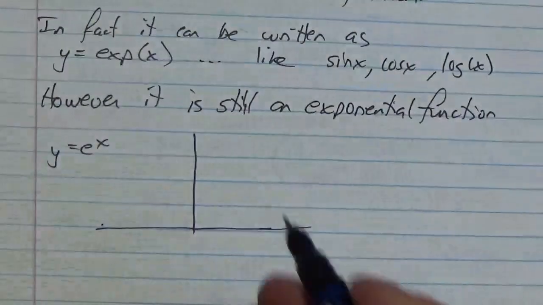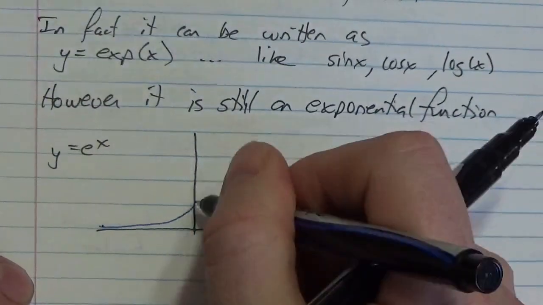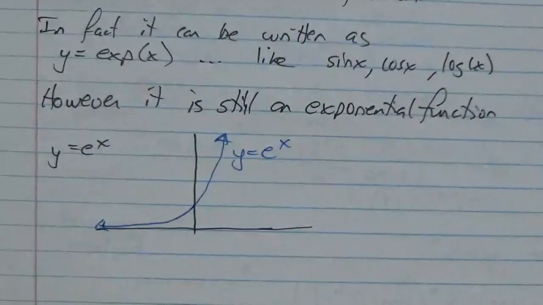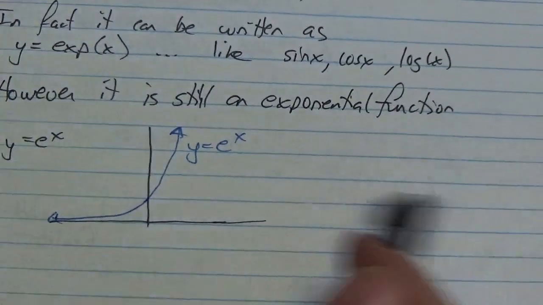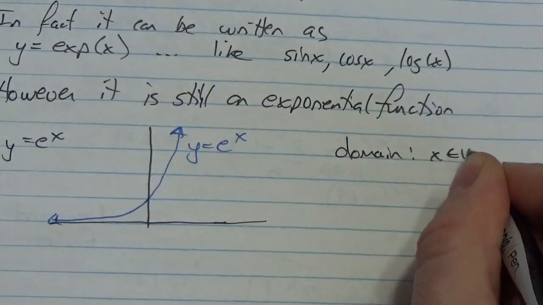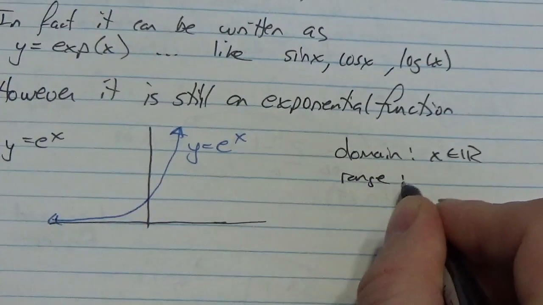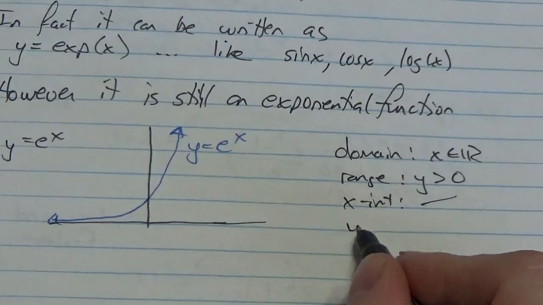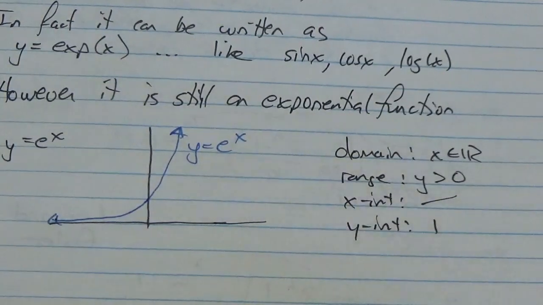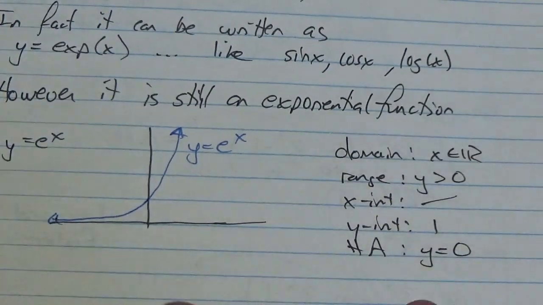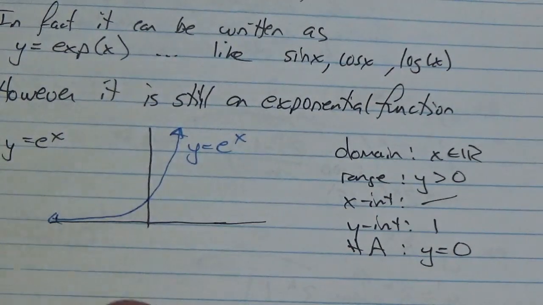Here, I'll use a different color. It slides along, then it comes, hits 1, and then goes up. That's what it looks like. It looks like any other exponential function. Okay? In fact, its domain is all reals. Its range, y is greater than 0. X-intercept? Nope. Not unless it's been translated. Y-intercept is just 1. It's got a horizontal asymptote at y is equal to 0. It's just a regular exponential function.